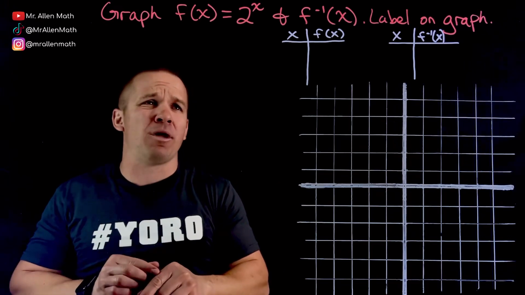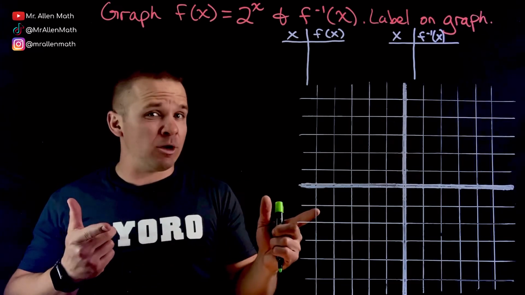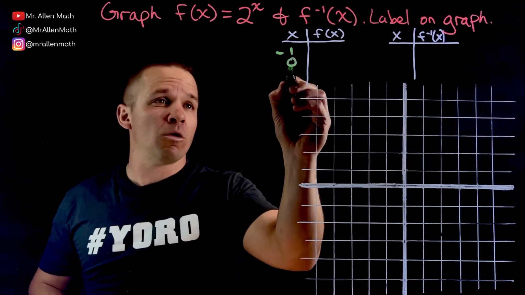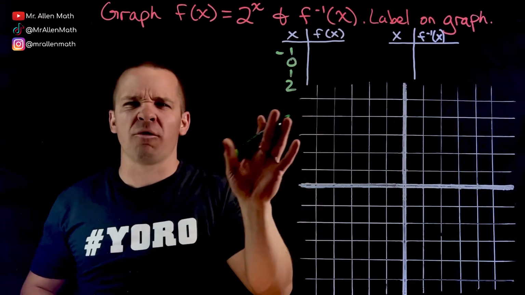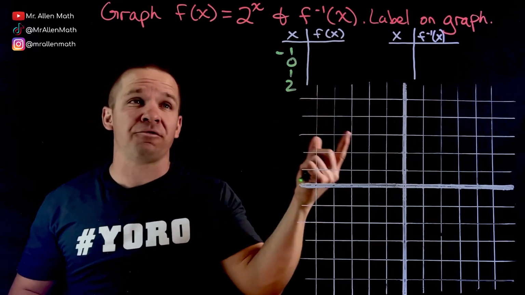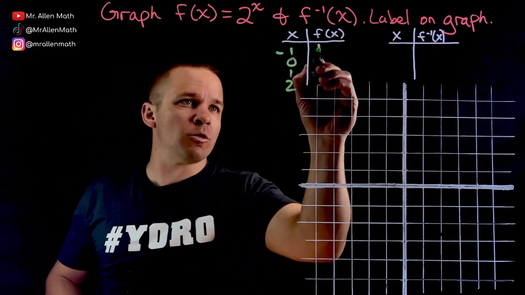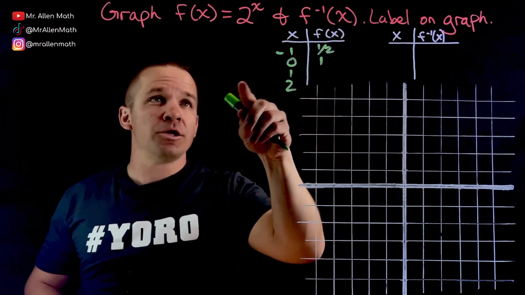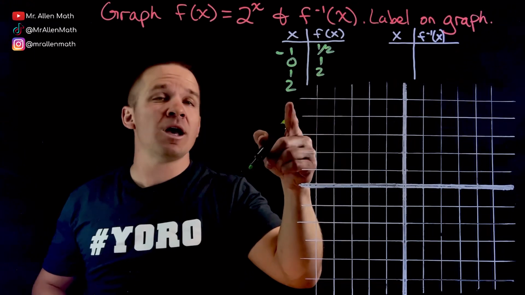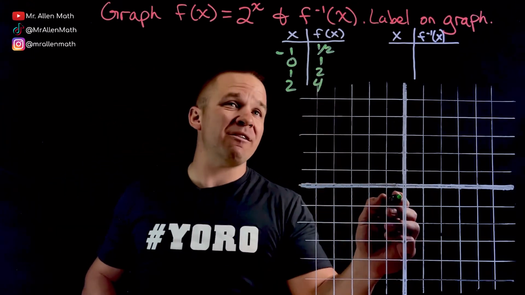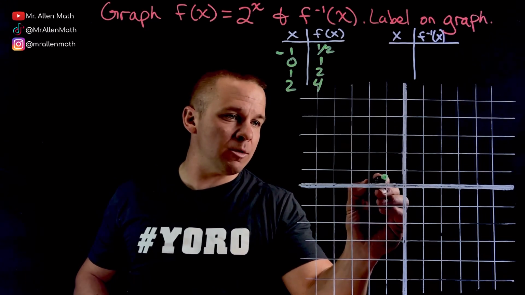So, some points that we could plug in. We got to pick and choose. I'm going to go with -1, 0, 1, and let's even go with 2. I'm going to go with 4 points right now. If I plug in -1, 2 to the negative first is going to be 1/2, so 1 over 2. 2 to the 0 power is just going to give me 1. 2 to the first is going to give me 2, and then 2 to the second is going to give me 4. And when I plot these, I've got -1, 1/2, which is going to be right here.